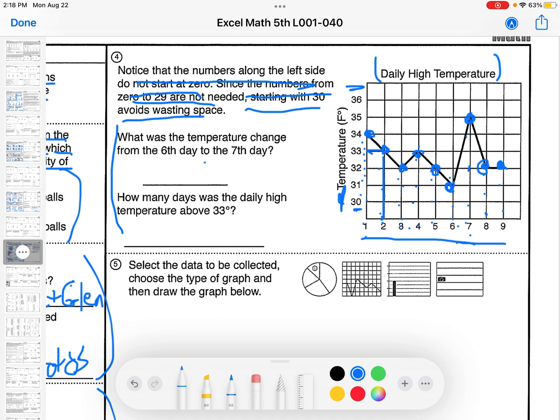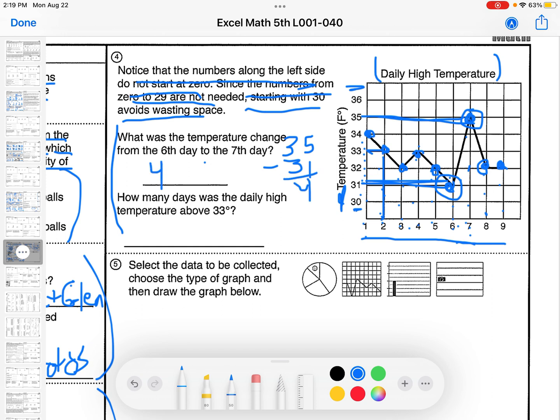Okay, the first one says, what was the temperature change from the 6th to the 7th day? The 6th day is right here at 31. See if you go over, you can see it's 31. The 7th day, it jumped way up to 35. How much of a change is that? You should have shown your work here. 35 minus 31, which is 4, of course.